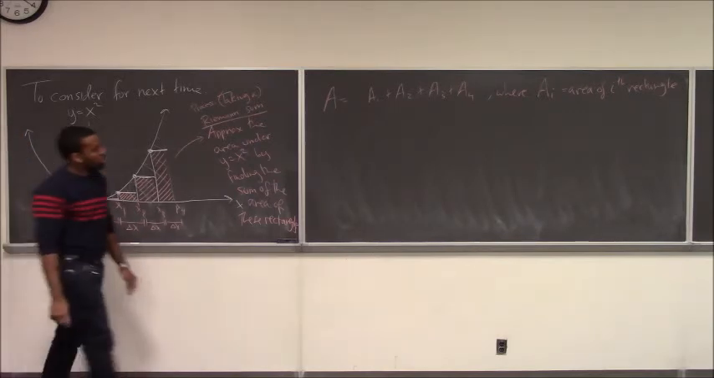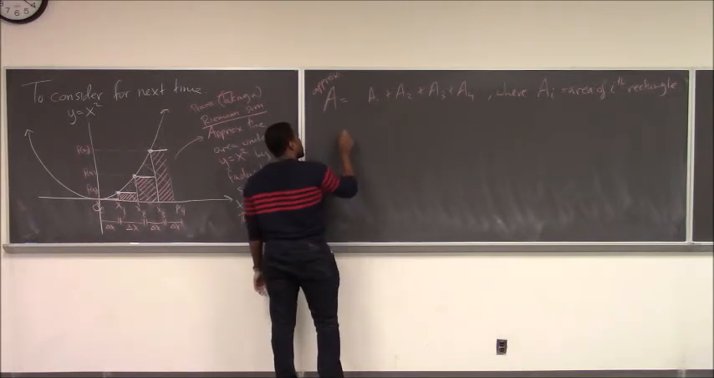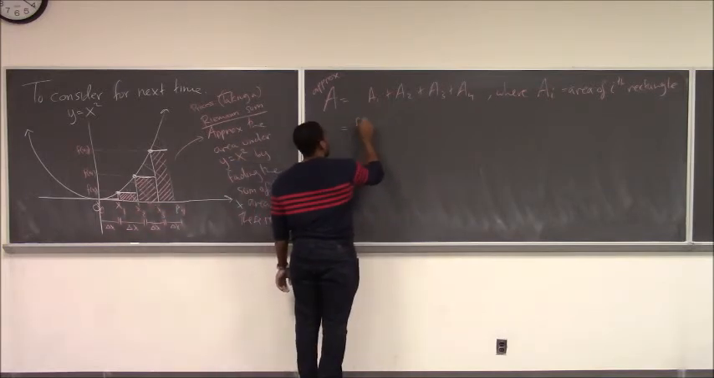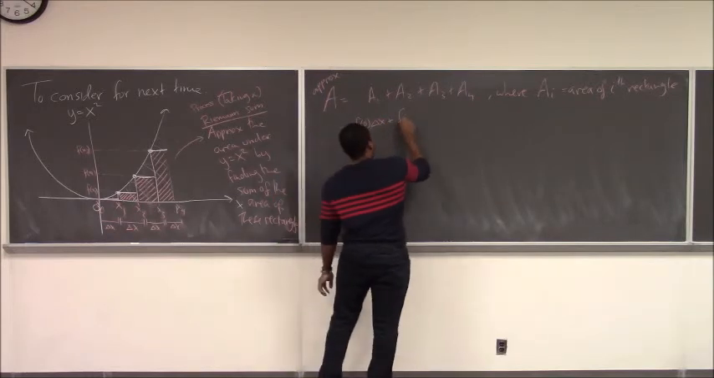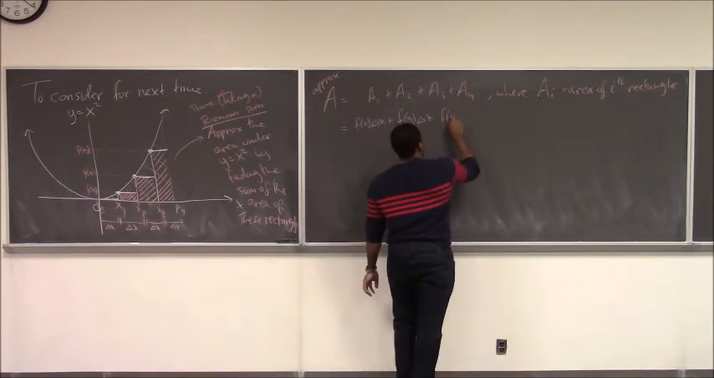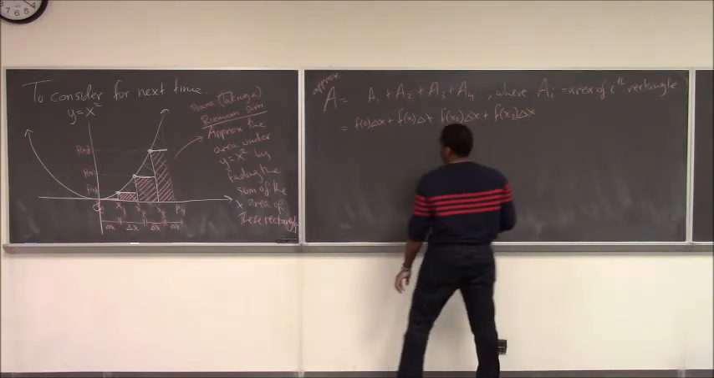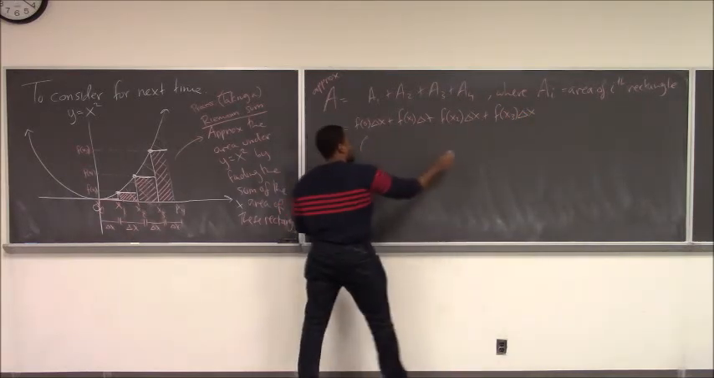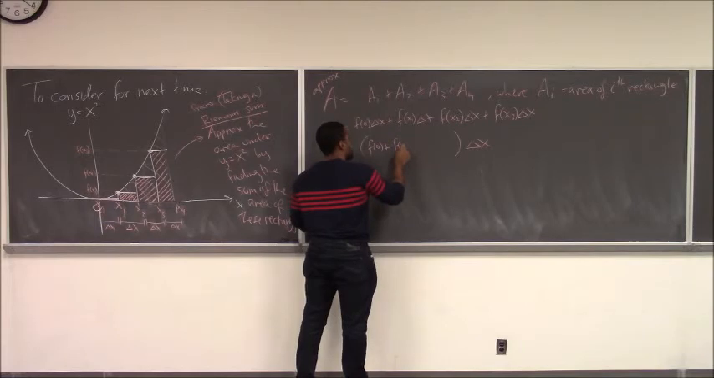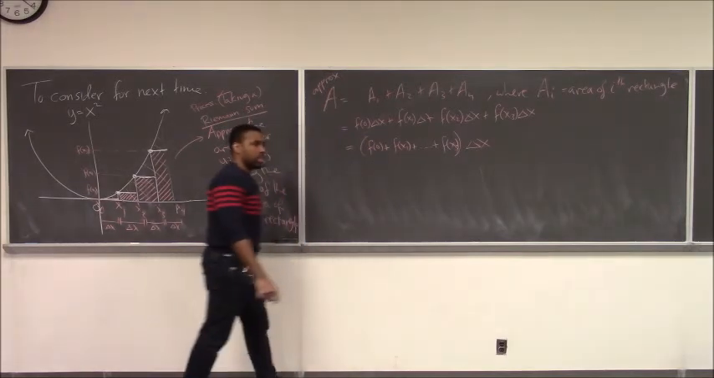So it turns out that my approximate area, let's not forget that this is an approximation, is going to be, well, technically it's going to be f of 0 times delta x plus f of x1 times delta x plus f of x2 times delta x plus f of x3 times delta x. Delta x is a common term, so I'd be able to factor that out, all the way down to f of x2.